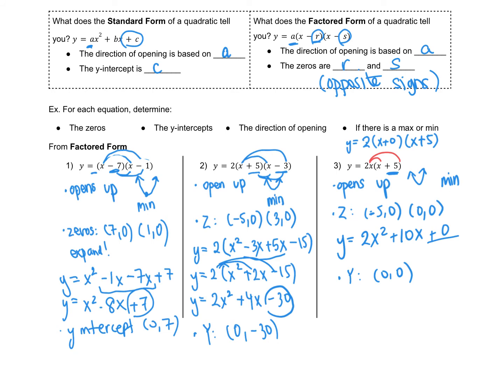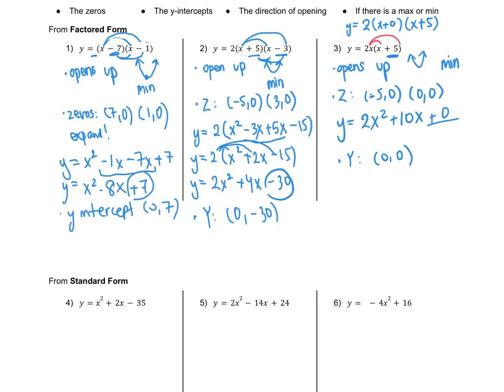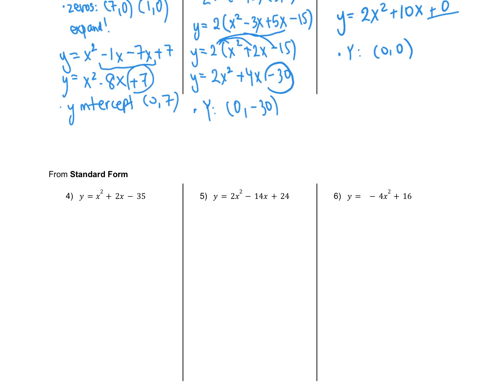All right, so all of these examples were from factored form. So you can quickly get the zeros, but you had to work a little bit for the y-intercept. Let's go in the other direction. I have standard form here, so that means we can get the y-intercept quickly, but we're gonna have to work for our zeros. Okay, so we have y equals x squared plus 2x minus 35.